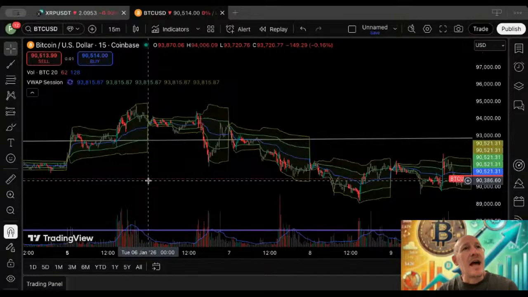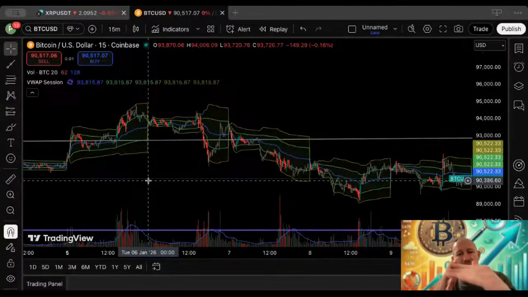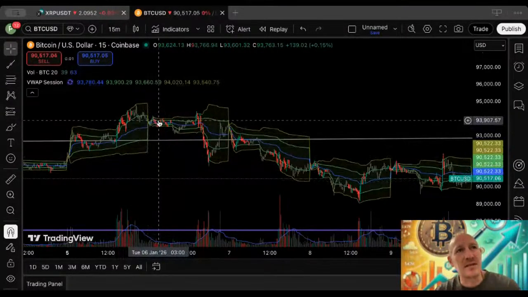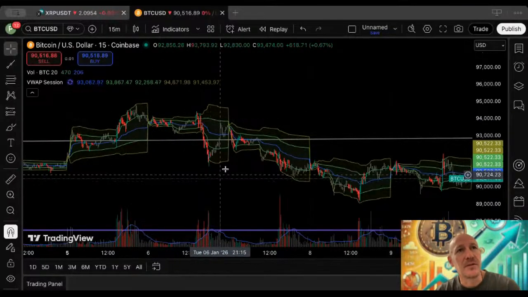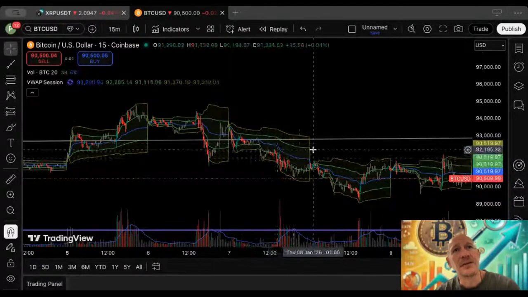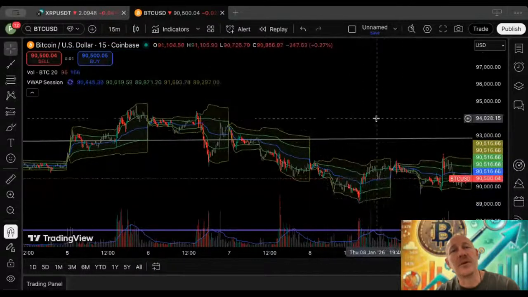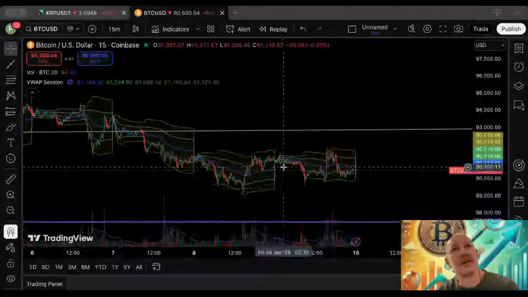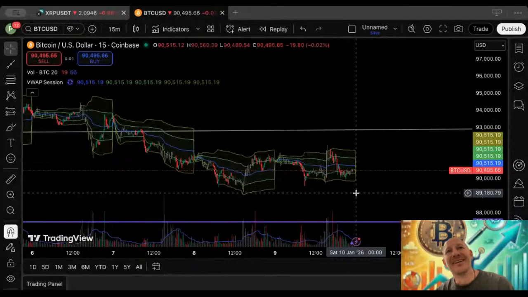Always after this happens, it's called a compression, or prices compressing, coming together. After, always, there's a big move one way or another. So after this one, it was down. After this one, it was down. After this one, it was down. After this one, it was down. So what do you think? Are we going lower from here or higher?